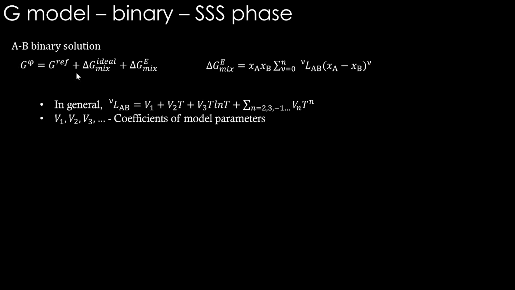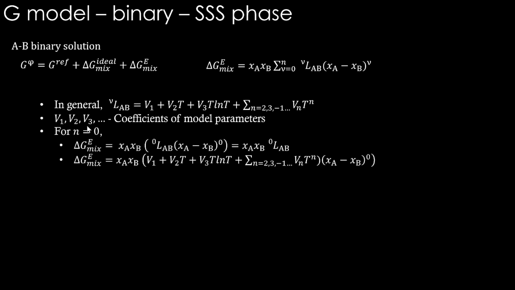So in general, this L_AB term will not be just a single value. It will have this kind of a complex temperature dependency, and the coefficients of model parameters V1, V2, V3 all are required. Only for n equal to 0, if I write the generalized form, it's going to look like this: XA XB multiplied by temperature dependency. (XA minus XB) power 0 is here, so this is 1. What you basically see is XA XB multiplied by a complex temperature dependency term.